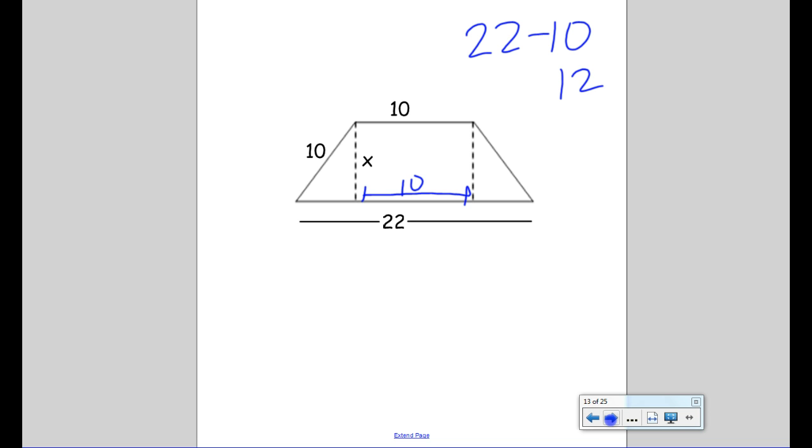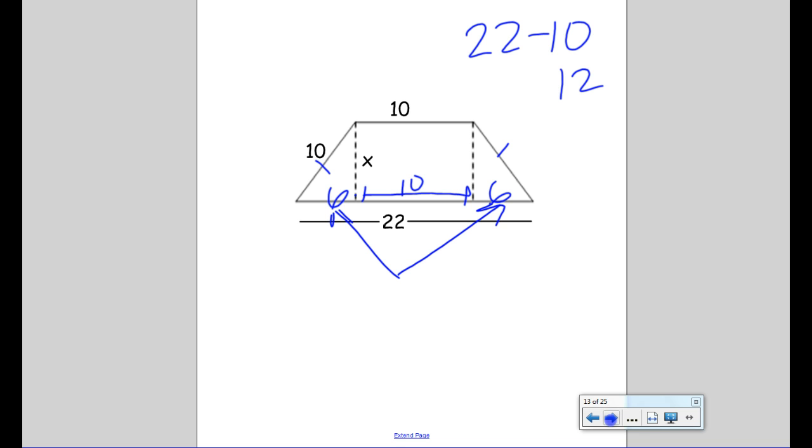Now we divide it by 2, because 12 goes here and here, and those are even. I'm sorry. It's 6. I caught it. Very good.